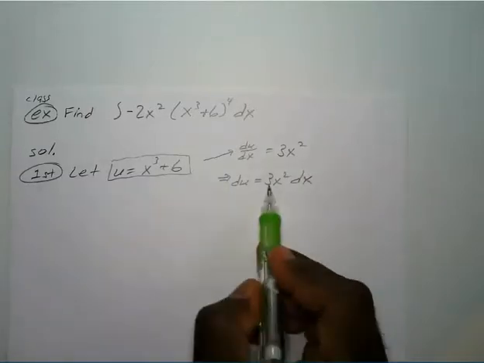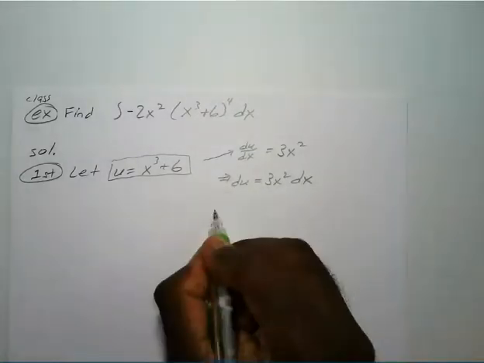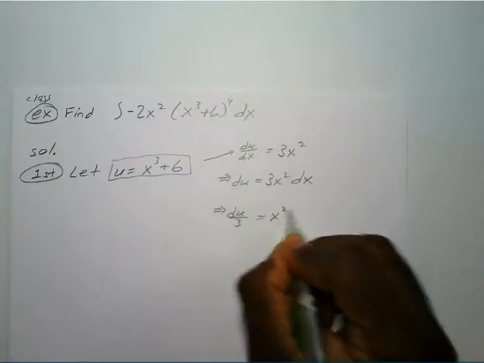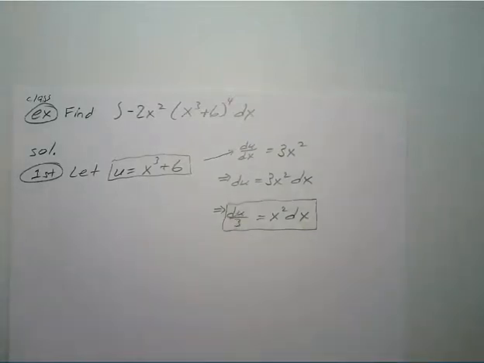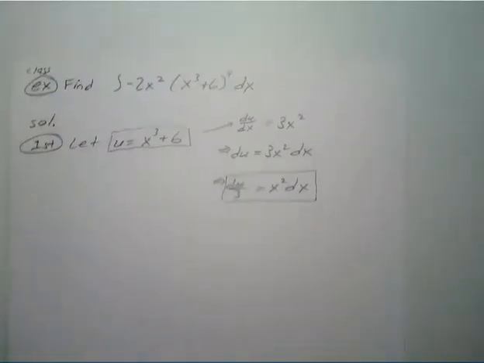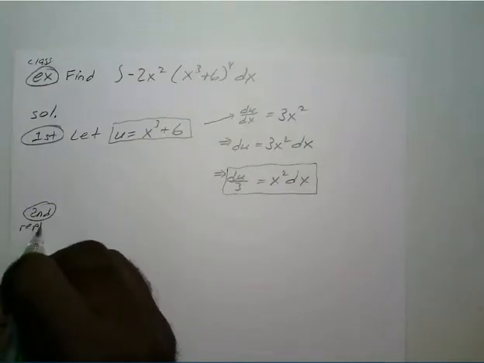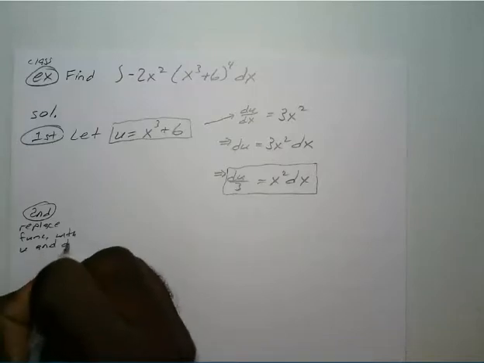Okay. And normally, like I said, I get rid of the constant factor by dividing both sides. So I divide both sides by 3. So our du divided by 3 is equal to x squared dx. And that, once again, we will need. So I'm going to put a little square around it. Okay, so now we go to our second step. Replace function with u and du.